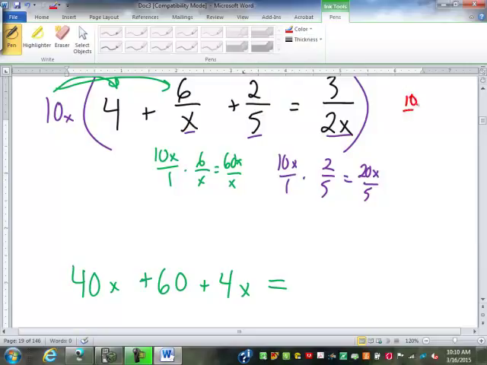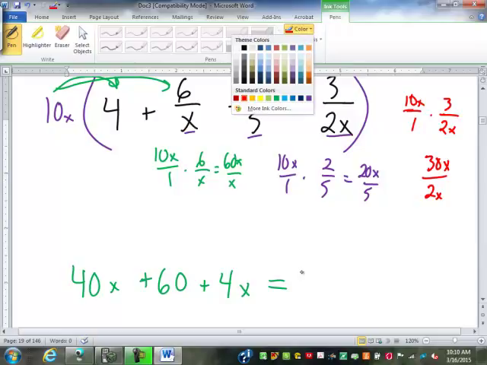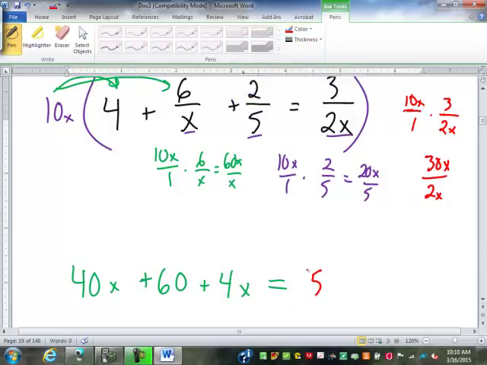10x over 1 times, or sorry, not 2, times 3 over 2x. Again, you can cross-cancel the 10x and the 2x to get just a 5. But 10x times 3 is 30x over 2x. The x's cancel. 30 divided by 2 is 15. So it's just 15.